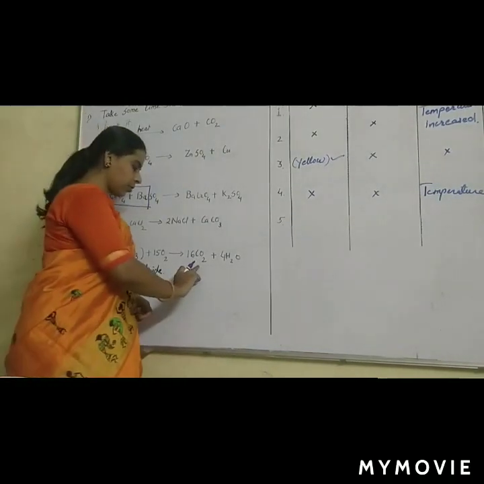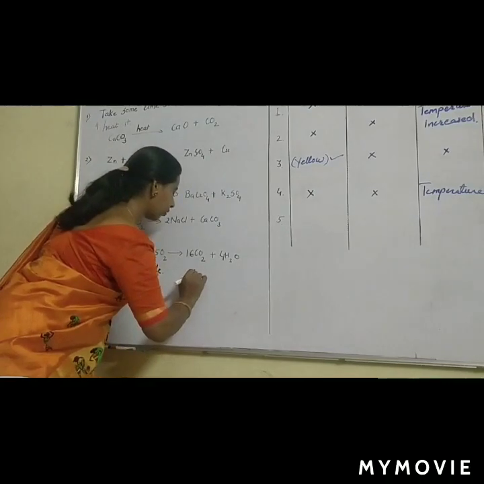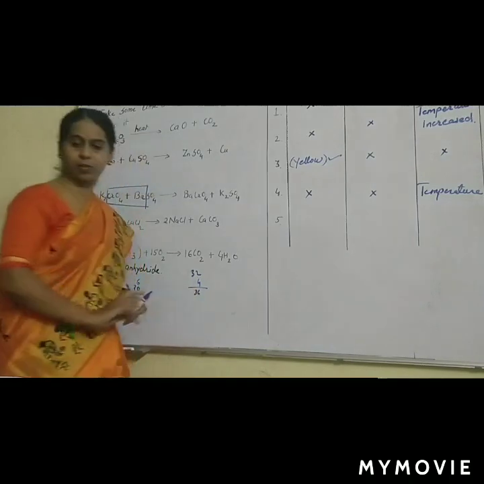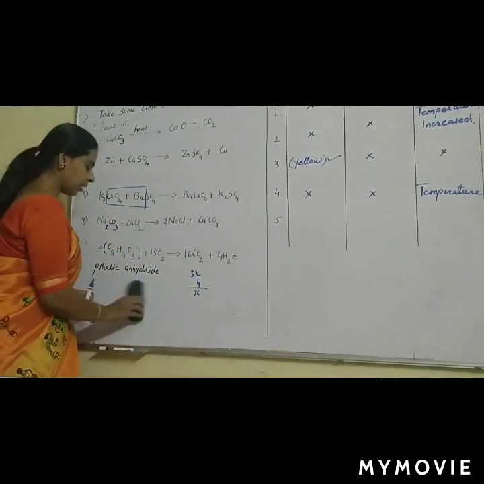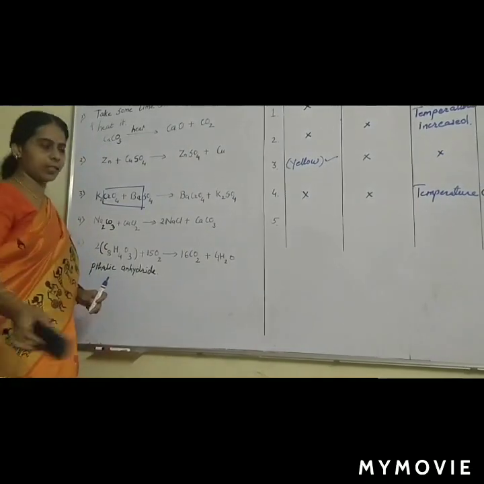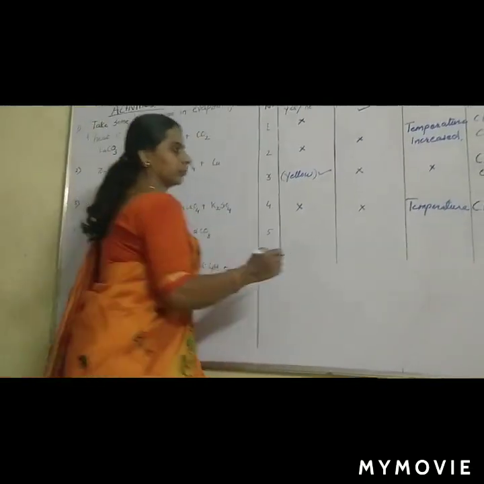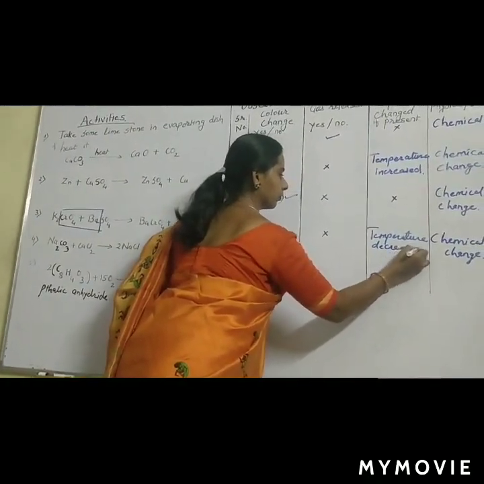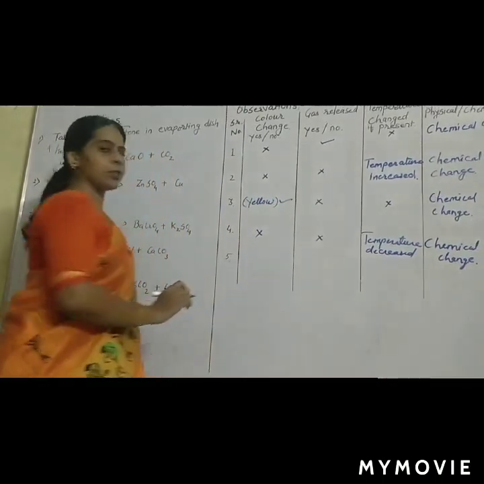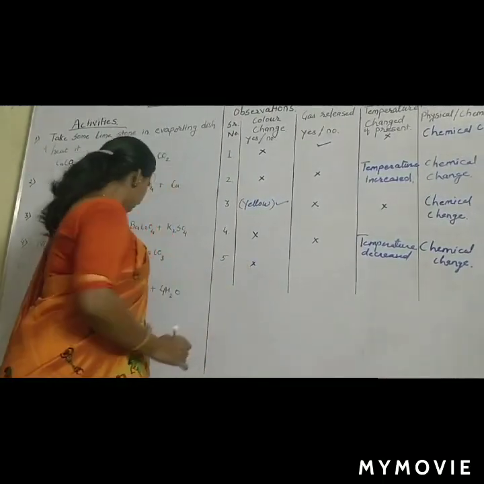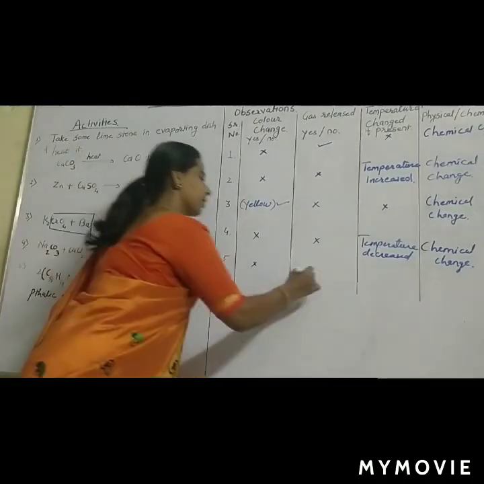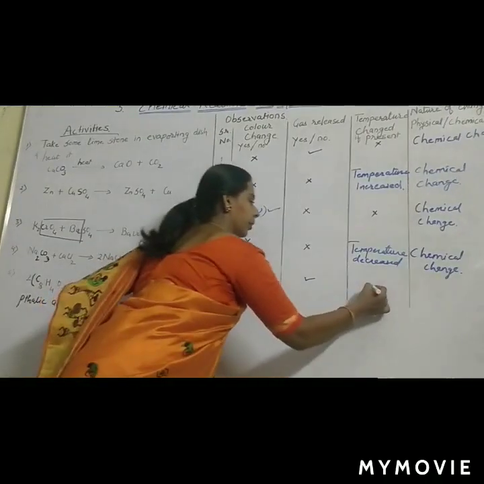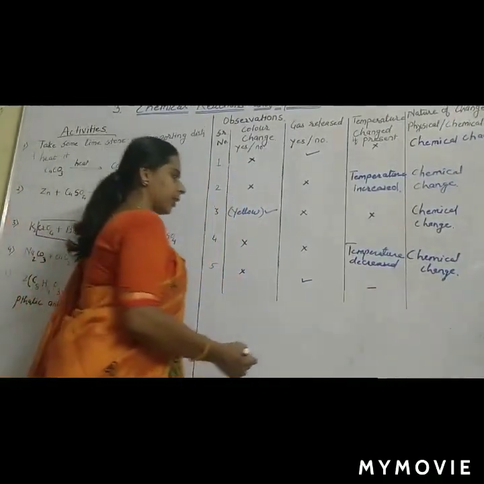Now we will see the right hand side also. 16 to the 32 oxygen atoms are there and 4 for this. So this is also 36. So the oxygen atoms are also balanced on the left hand side and right hand side. So during this, there is no change in color. Gas released: yes, carbon dioxide is a gas. There is no change in temperature, and this is an example of physical change.